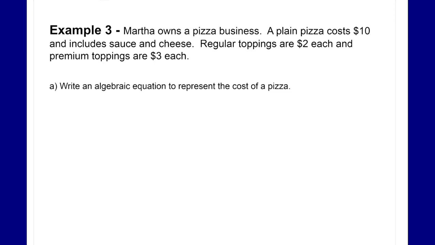So again, let's go through and highlight. We have $10, $2, and $3. Those are our values, our numbers. We do have a question that says write an algebraic equation to represent the cost of a pizza. So we have to come up with an equation. I might highlight as well, regular toppings are $2, plain pizza is 10, and premium toppings are $3, just so we know what the numbers represent.